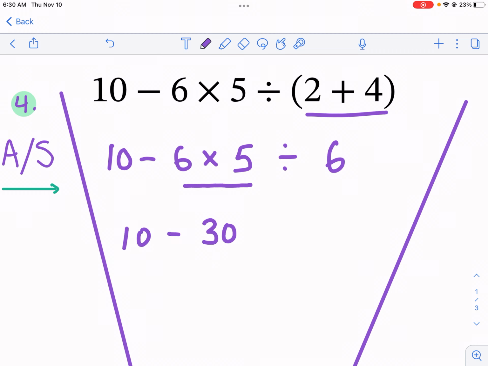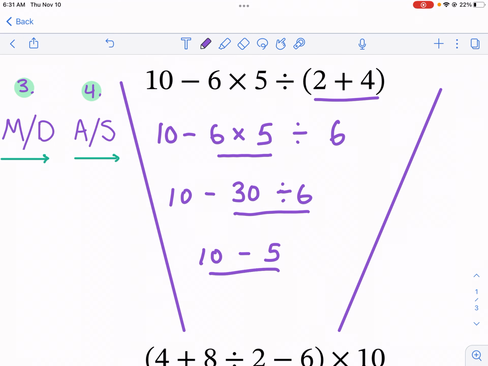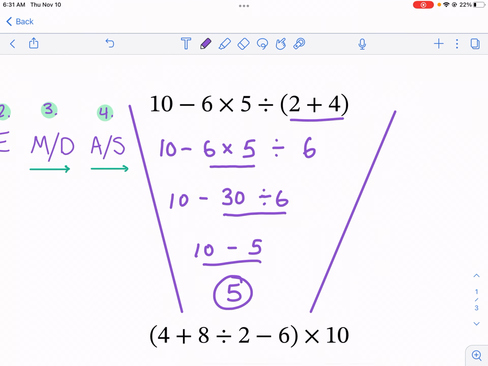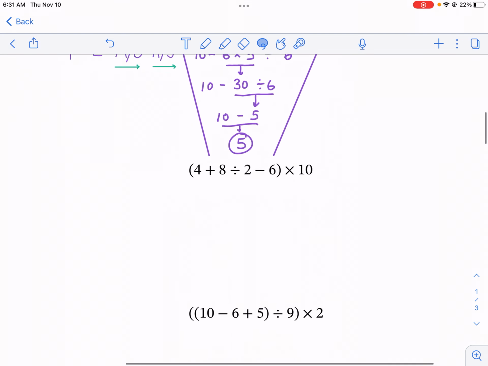I'm going to keep everything else in place. Okay, now I don't do 10 minus 30. I still need to do the division first. So that's 30 divided by 6 gives me 5, and now I have something that makes a little bit more sense. I have 10 minus 5. And that gives me 5. So you can see, as long as you're underlining, that kind of helps too. If you want to draw arrows, that might help. Just know you're kind of just dropping down everything in place until it becomes more and more simple, creating this funnel effect. And that is how you stay organized.